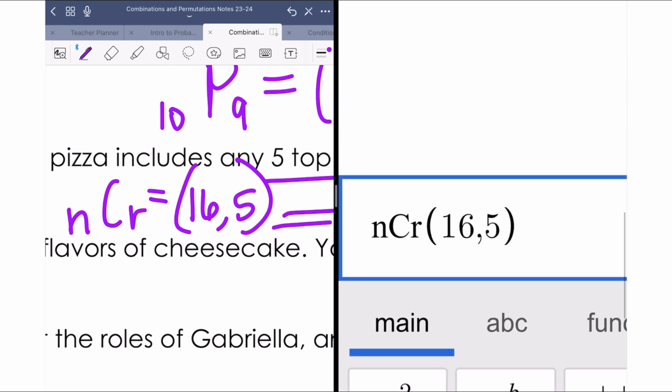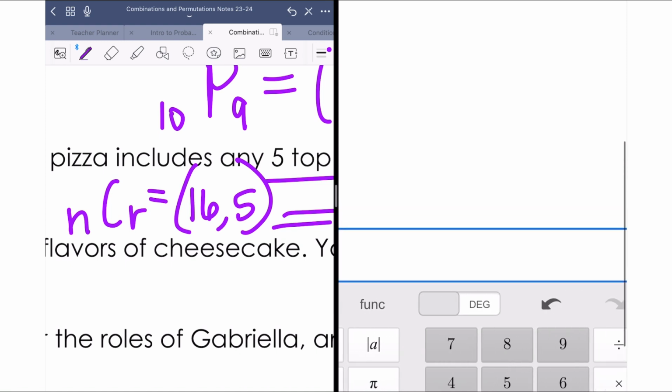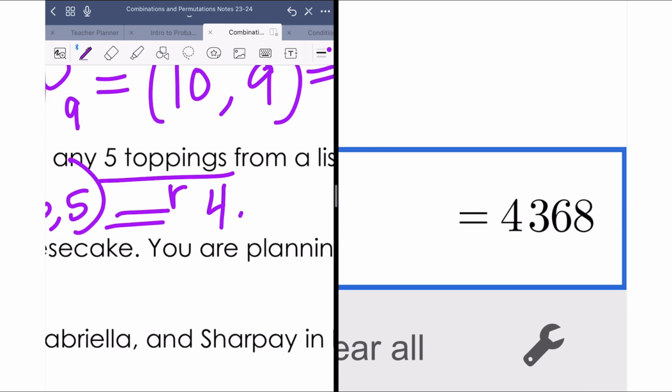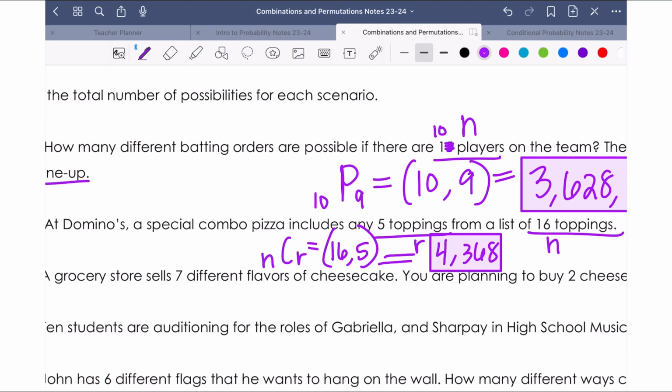Like so. Okay. I'm showing you how it's supposed to look because this is the way we're going to be doing all these problems. All right, so my answer is 4,368. Those are all the different pizza topping combinations you can do if you're ordering 5 toppings. Okay. All right. Next one.